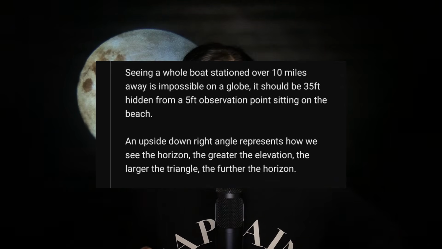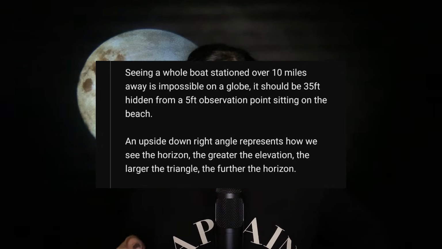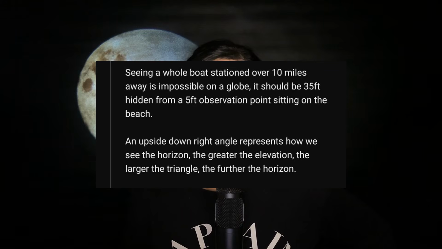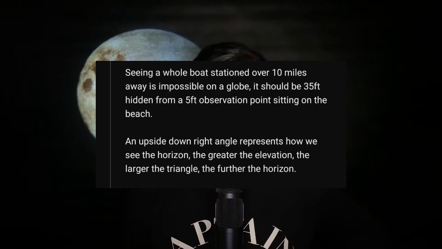Seeing a whole boat stationed over 10 miles away is impossible on a globe. It should be 35 feet hidden from a 5-foot observation point sitting on the beach. An upside down right angle represents how we see the horizon. The greater the elevation, the larger the triangle, the further the horizon.